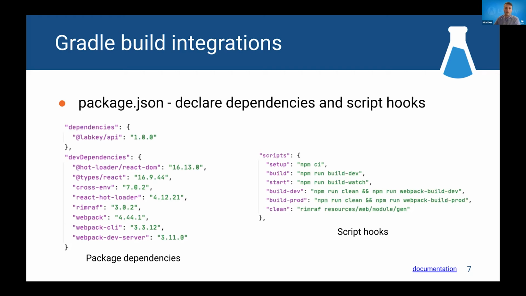So as an example here of depending on the LabKey API, you can see on the left side I've declared a dependency on that package, and this is how we incorporate it with our own modules.